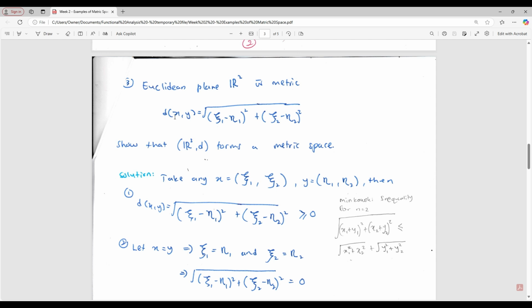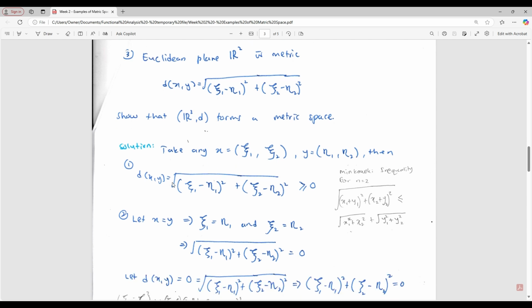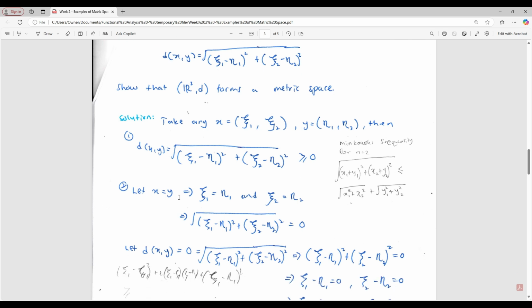So here I write x equal to (psi 1, psi 2), which is a vector in R2, and y is (eta 1, eta 2). Now if we compute the metric between x and y, of course it is going to be positive. So this part is clear. Now we are going to show the second property.